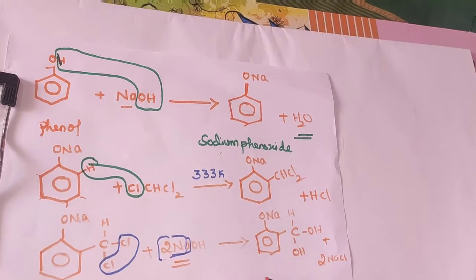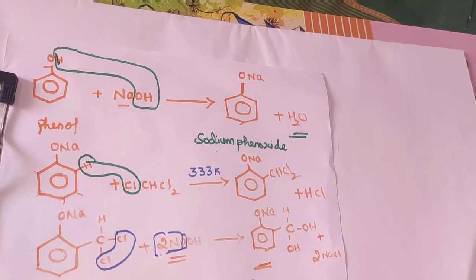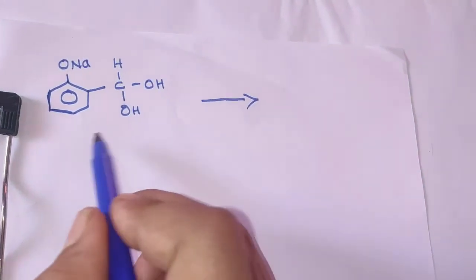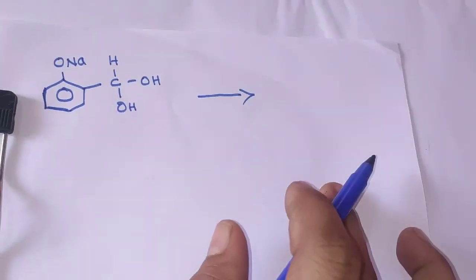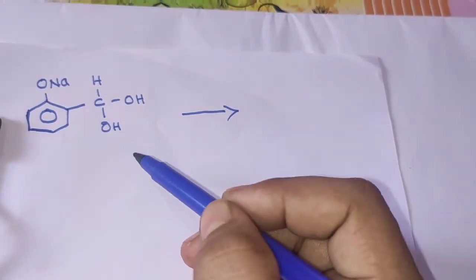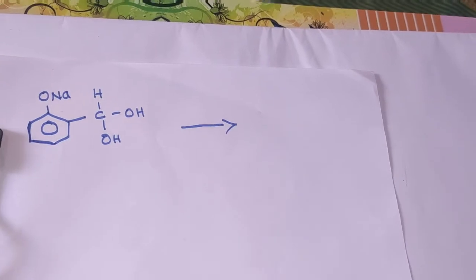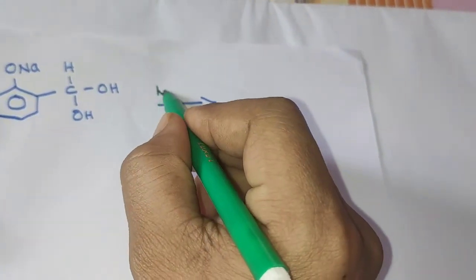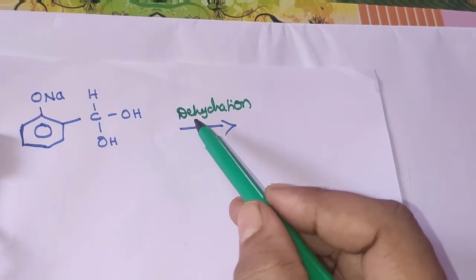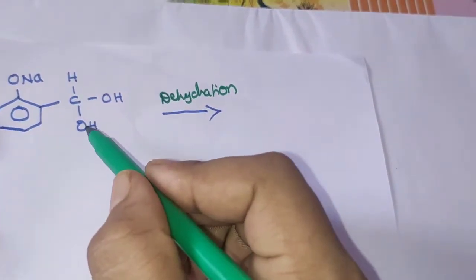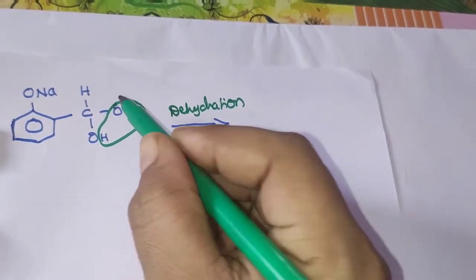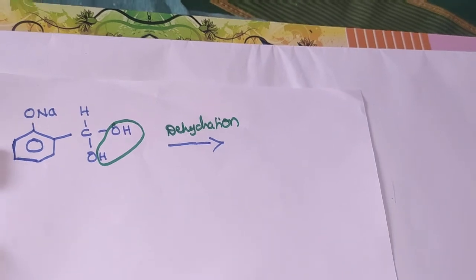Then in the next step, this product is taken as a reactant for the fourth step of reaction. See here, this is the fourth step of reaction. In this step, the process is known as dehydration. We already have an idea about that. What is the meaning of dehydration? Dehydration is nothing but the removal of a water molecule. How will it happen? See here, the OH group and an H will be eliminated in the formation of a water molecule.